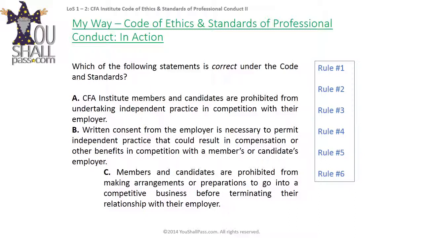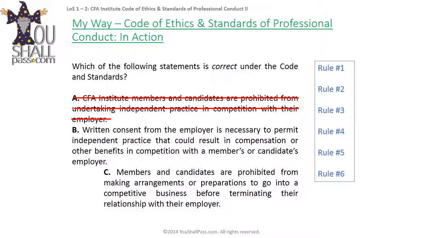Examining this option by option, it appears that both choices A and C are unnecessarily harsh and restrictive. Choice A prohibits members and candidates from undertaking private practice at all, whereas private practice or extra-official endeavors are not prohibited by any of the rules of my way, but what is required is disclosure and consent from the employer in cases where the private practice is in direct competition with the employer. But A seems to lay down a blanket prohibition on all private practice, and that is not in keeping with the rules of my way.